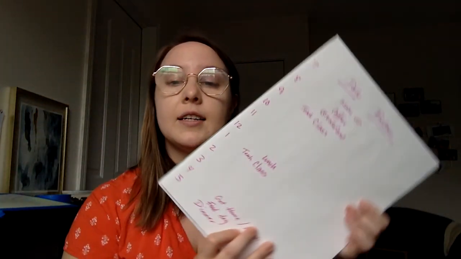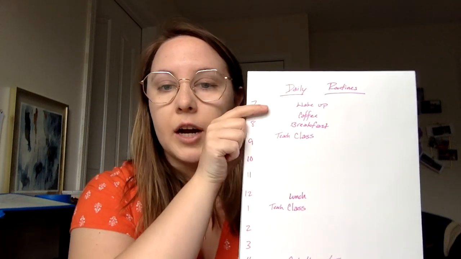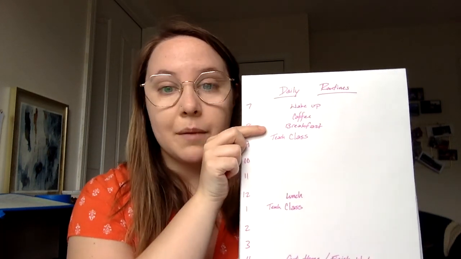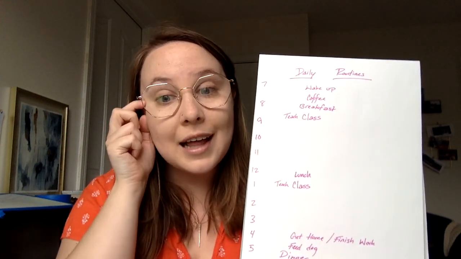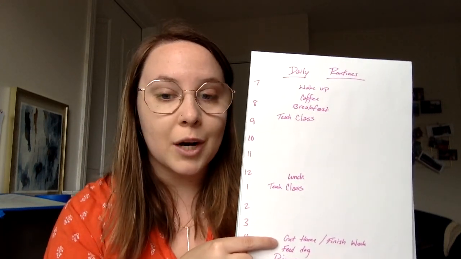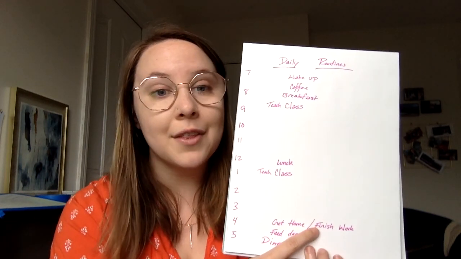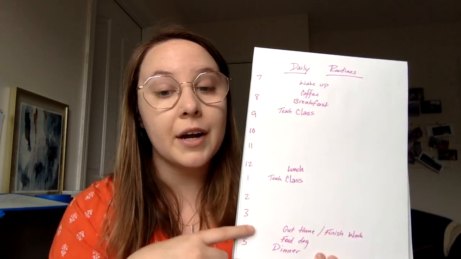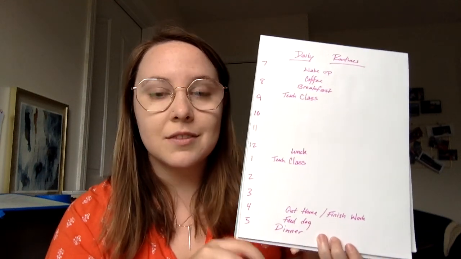So if we look at an example of my daily routine or my daily schedule, we have I wake up, I make coffee, I eat breakfast, I teach a morning class, I have lunch, I teach an afternoon class. Then when I worked not from home, when I worked at school, I would get home around 4. Now that I work from home, I finish work around 4. I feed my dog, I eat dinner, and then later on I go to bed. So this is a normal daily schedule or daily routine for my life.